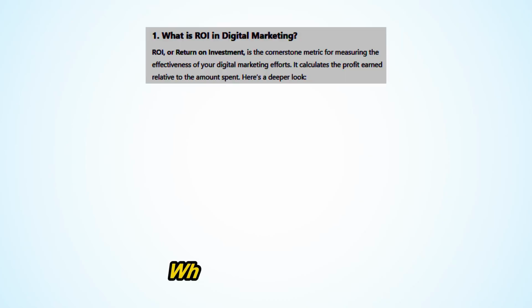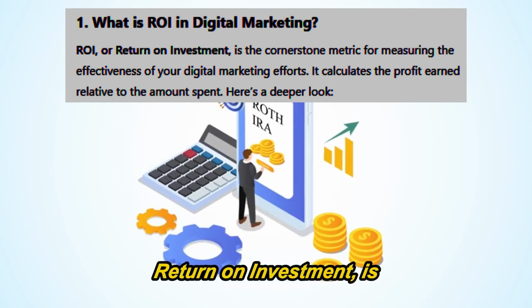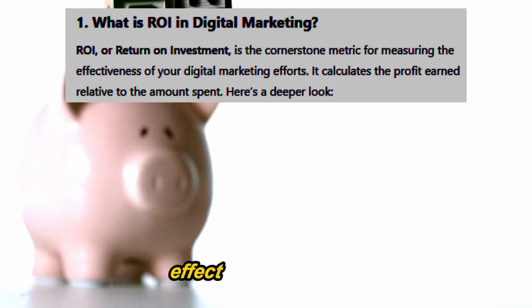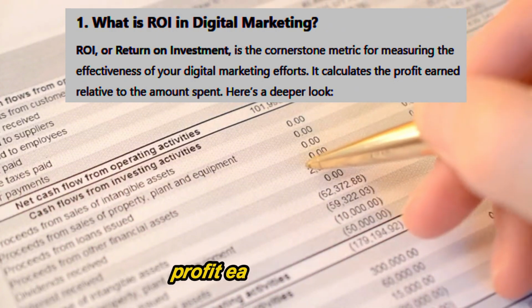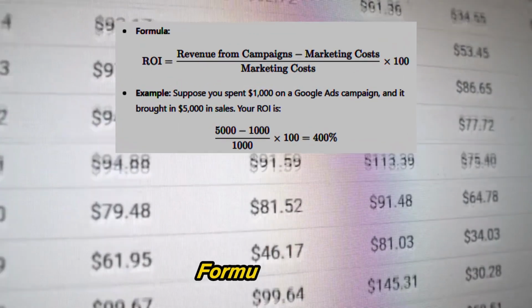Number 1. What is ROI in digital marketing? ROI, or return on investment, is the cornerstone metric for measuring the effectiveness of your digital marketing efforts. It calculates the profit earned relative to the amount spent. Here's a deeper look at the formula.